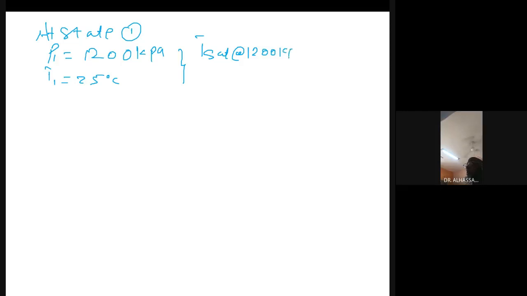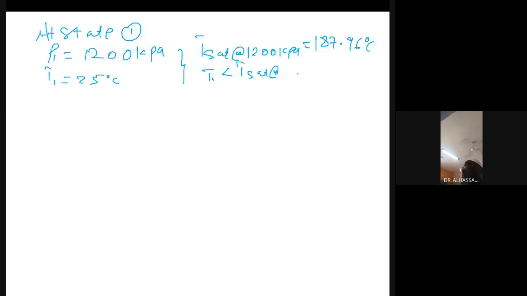1,200 kilopascal. So if you determine this from the property table, this gives us 187.96 degrees Celsius. So what is your conclusion then? We discovered that T1 is less than T saturation. So can somebody guess what will be the state of the fluid? T1 is less than T saturation.